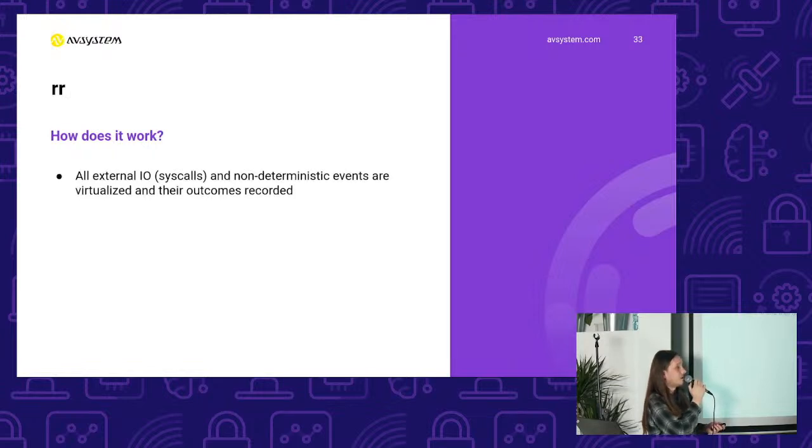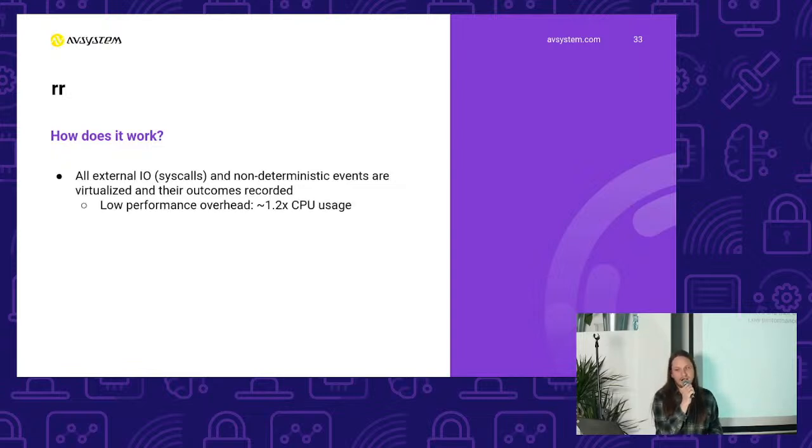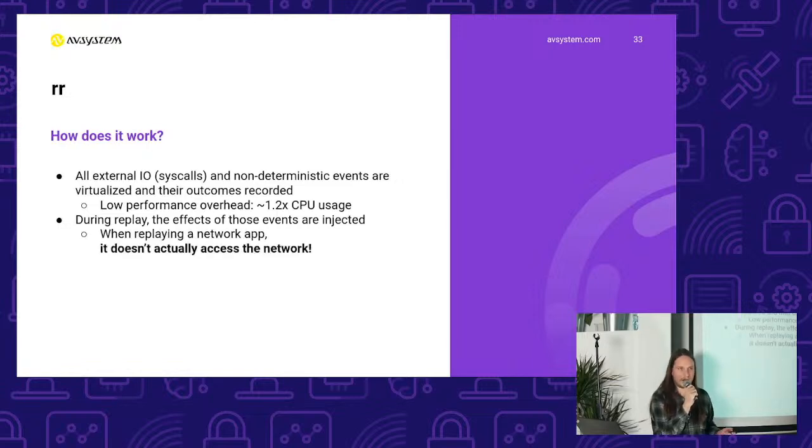How does it work? When you record your application, it virtualizes anything that can be non-deterministic about your program execution. This has some CPU overhead, but not really that much, about 20%. And when you replay, it doesn't really do those system calls, for example. Instead, it injects the result from the original execution. So if you have a network application, during the replay it doesn't access the network. It just behaves as if the receive call received the same data as it did in the original run.